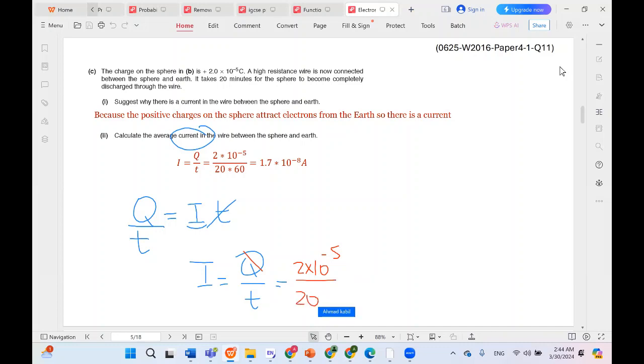So minutes is not a basic unit. We have to convert it into seconds. We have to multiply here by 60 in order to find the correct value. And if we perform this operation on the calculator, we get a value of 1.7 times 10 to the power of negative 8 amperes.